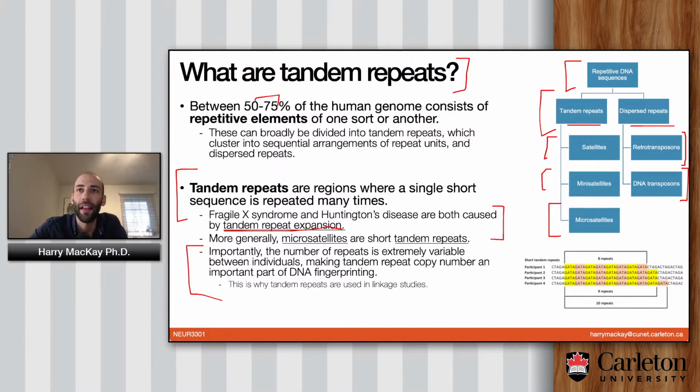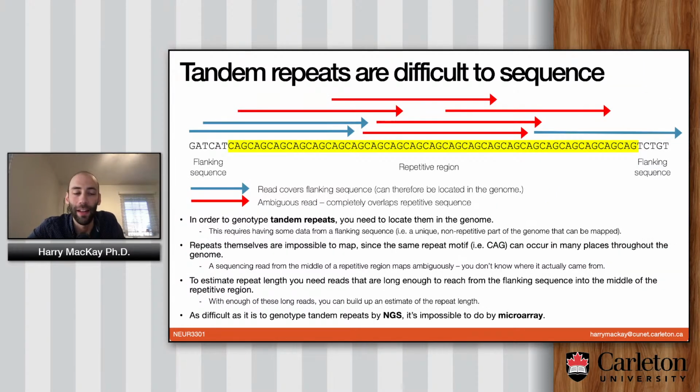What does this have to do with ASD, though? Well, actually, before I get into this, let me bring up that tandem repeats are difficult to sequence. So we're kind of asking, why aren't tandem repeats seen in microarray studies, GWAS studies? You can't measure them in GWAS studies because they're repetitive. If you just take a piece of the repeat, you have no idea where it came from or how many copies the person has or where in the genome it came from.